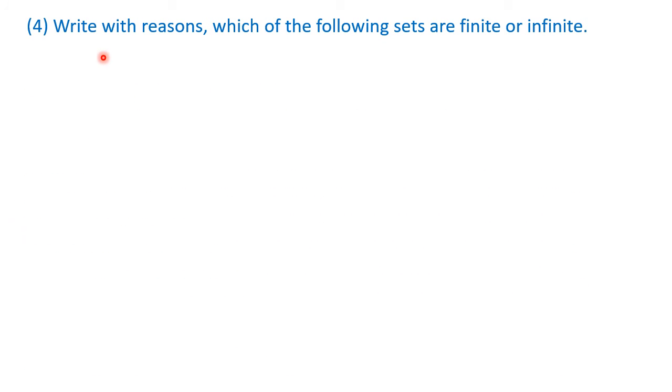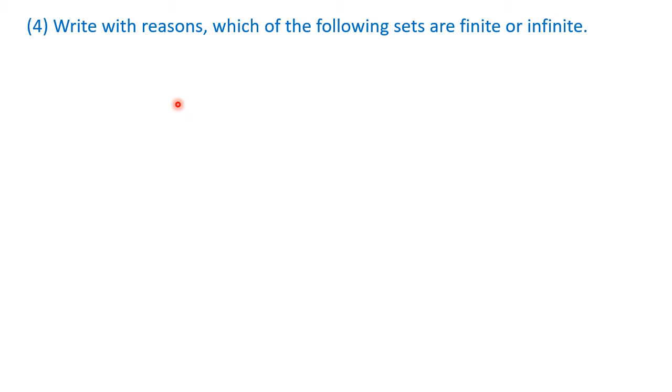Question number 4. Write with reasons which of the following sets are finite or infinite. Now you know that a finite set means the number of elements is countable or limited, and an infinite set means the number of elements is uncountable or unlimited. And we have to write down the reason. The question is in set builder form, so we have to write it in the list method. That is our reason. We are going to observe that set and then say whether it is finite or infinite.